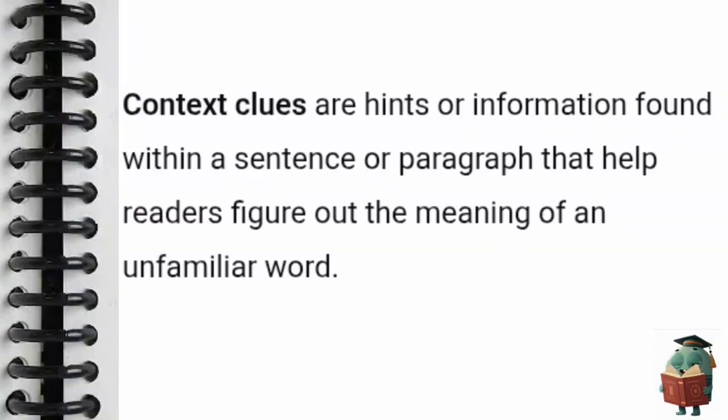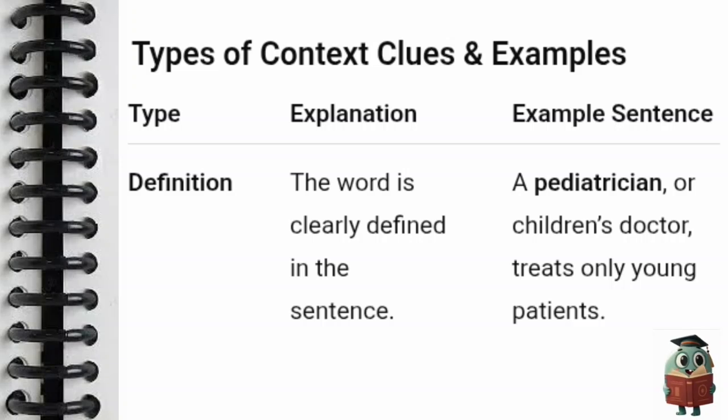Lesson: Context clues. Context clues are hints or information found within a sentence or paragraph that help readers figure out the meaning of an unfamiliar word. Here are the types of context clues and their examples. Type: Definition. It means that the word is clearly defined in the sentence. For example, a pediatrician, or children's doctor, treats only young patients.